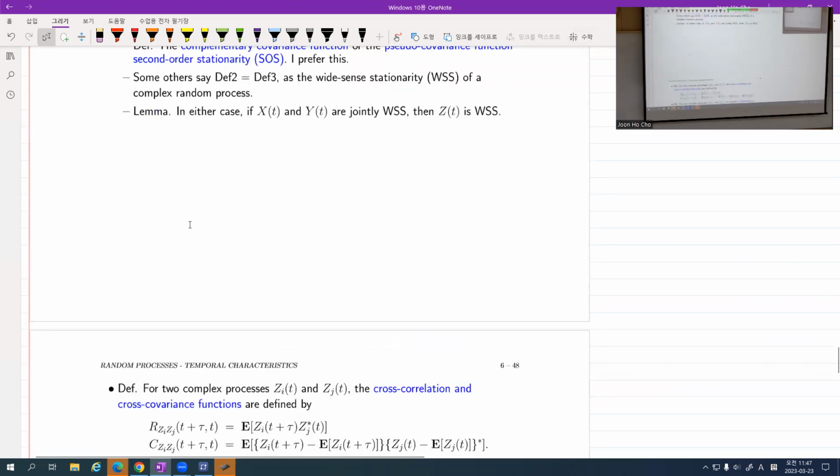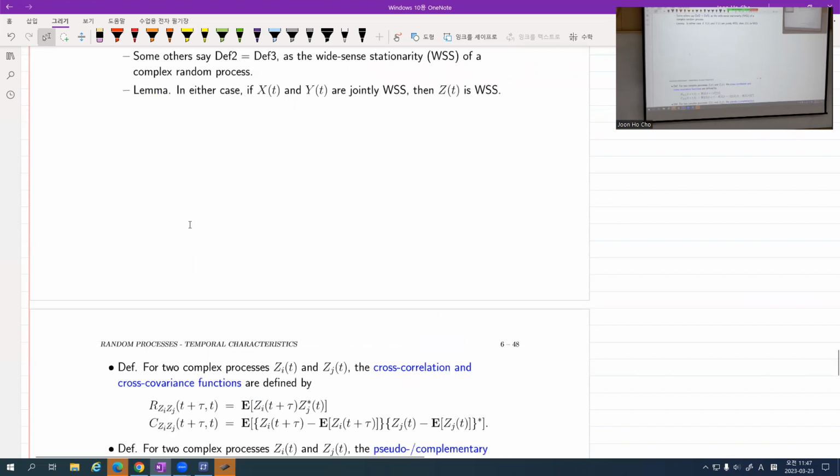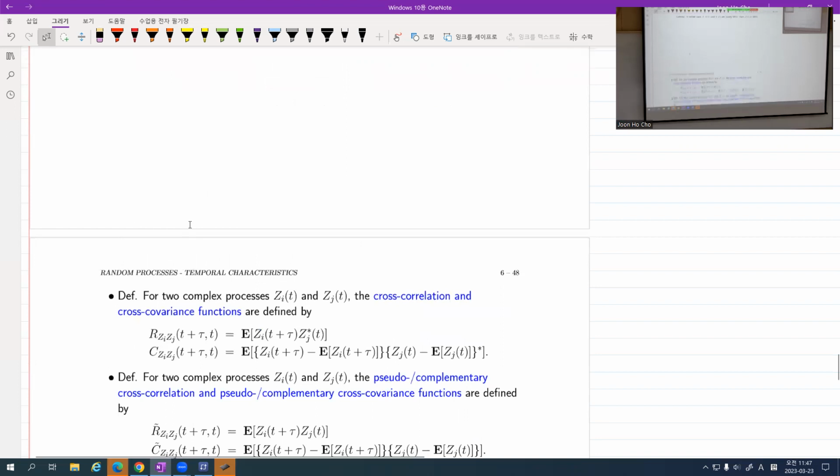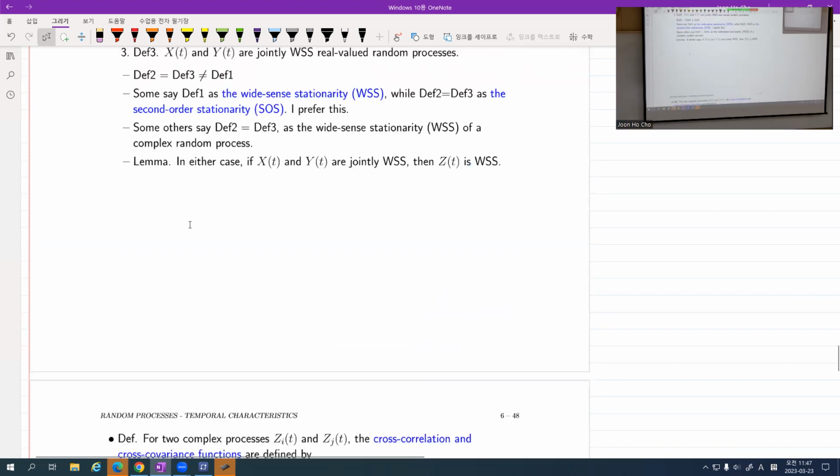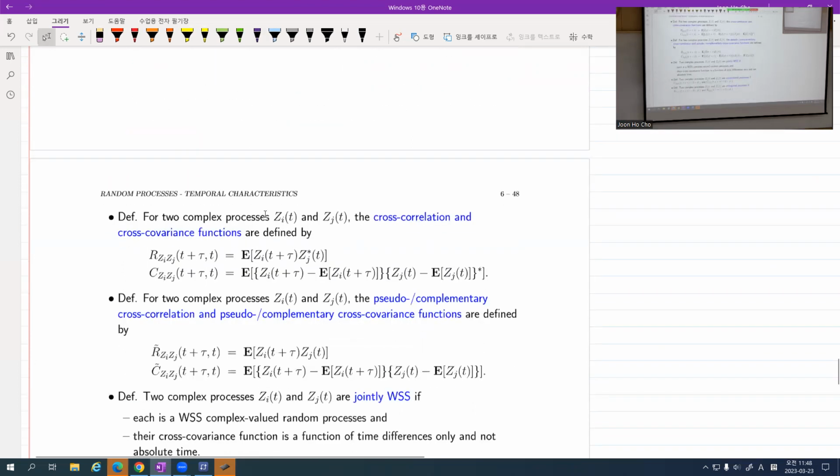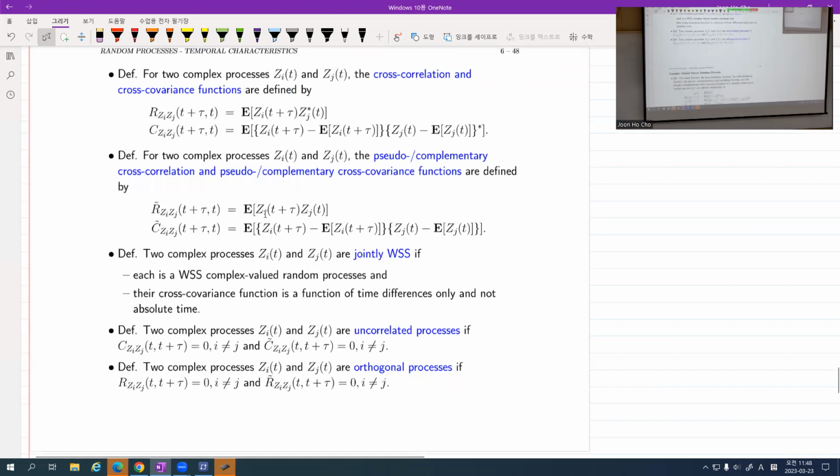Now, before we move to, let's talk about the Gaussian here. Proper complex random process. And by the way, am I ready to talk about that? Just a sec. Yeah.